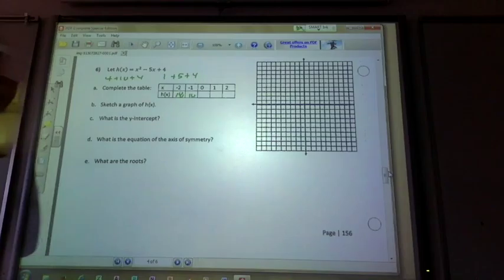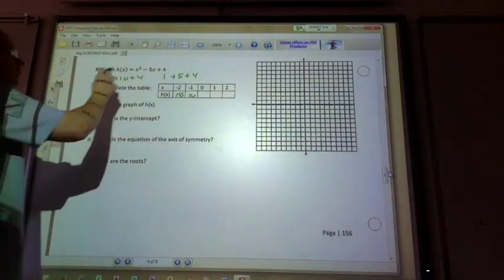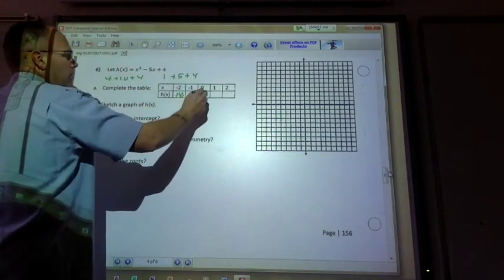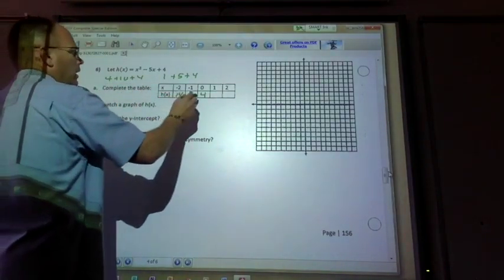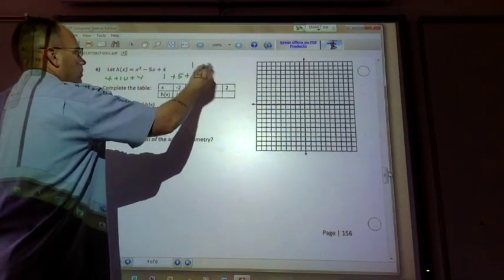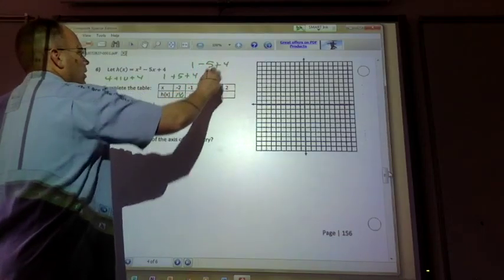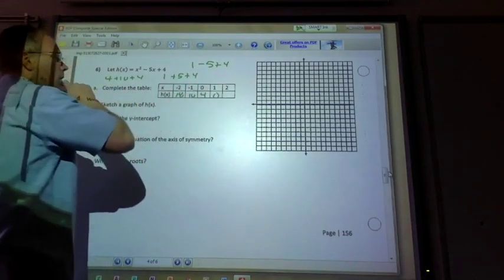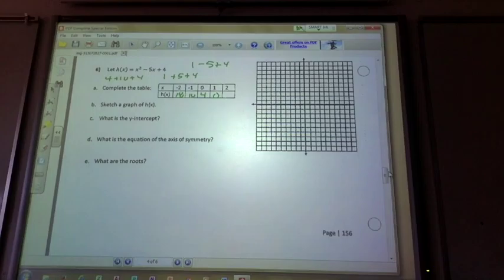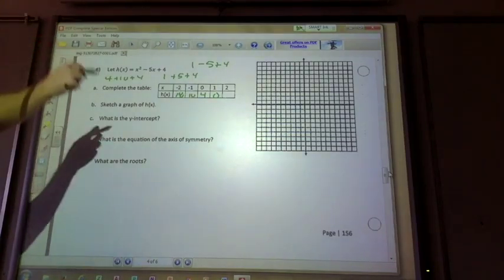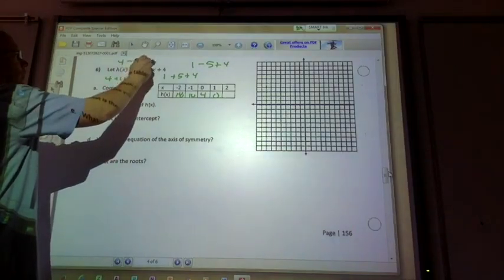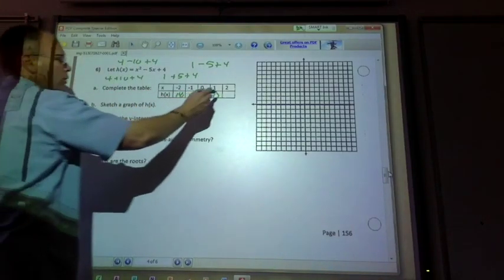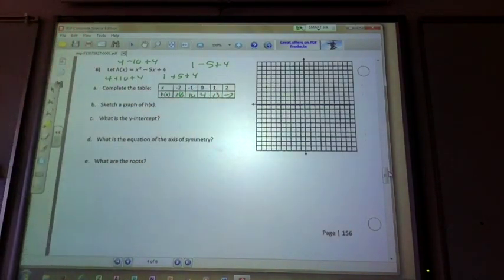Is that right? And then plug 0 in. So 0 gives me 4. If I plug 1 in, that's 1 minus 5 plus 4, which is 0. Plug 2 in, I get 4 minus 10 plus 4. That's -2. What do you think?